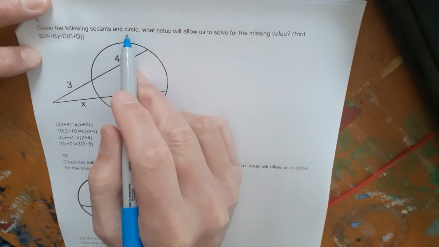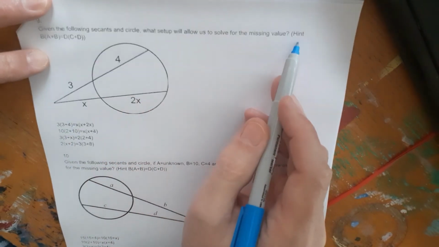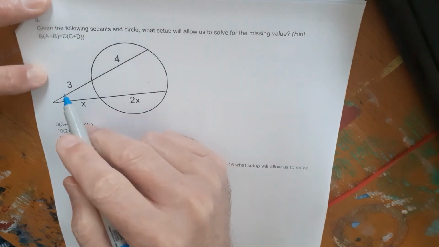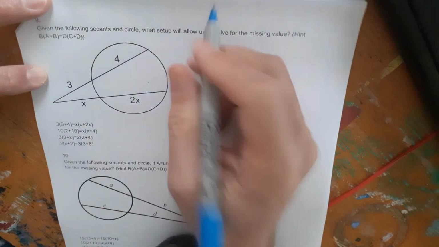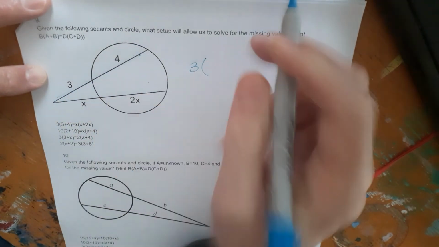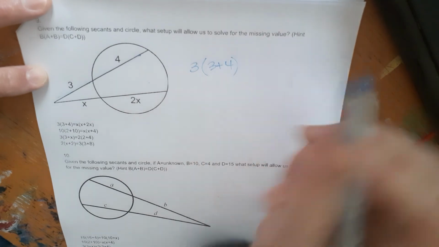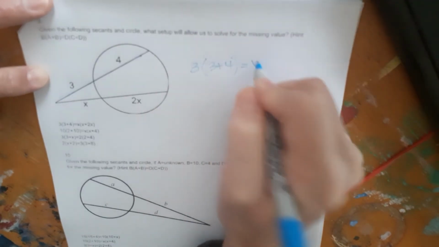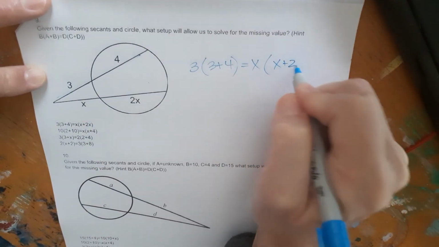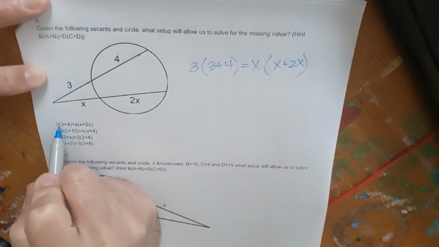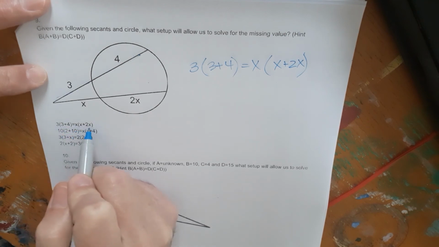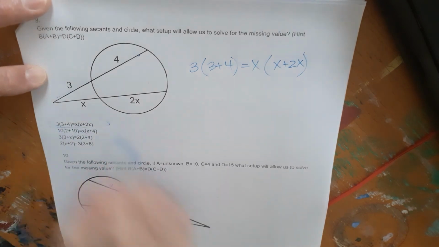All right, given the following secants and circle, find the missing value. Same thing. Ooh, look at this, an x and a 2x. Don't panic. 3 times 3 plus 4. So the outside piece of the segment times the whole, 3 plus 4. The outside piece equals x times the whole thing. It's got to be x plus 2x. And that's it. They're just asking us to set it up. 3 times 3 plus 4. So they're not even testing us on equation solving here. They're just testing us on setting up the relationship, right? Let me circle that.